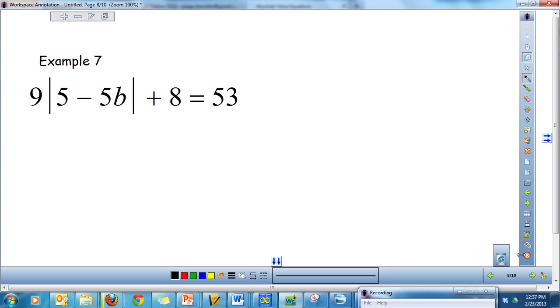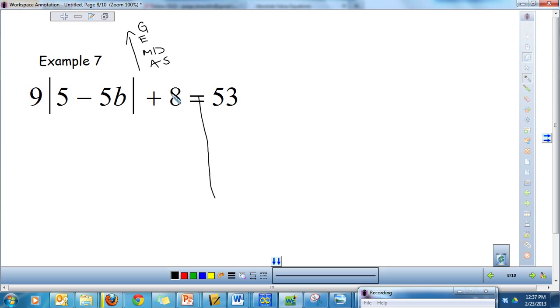Alright, now this one's got a whole lot of stuff going on. We need to get our absolute value bars isolated. We have it being multiplied by 9, and we also have it being added to 8. Remember that when you're solving something, whether it's an equation or whether it has absolute value bars in it, you're going to use reverse GEMDAS. So first thing we're going to get rid of is any addition or subtraction.